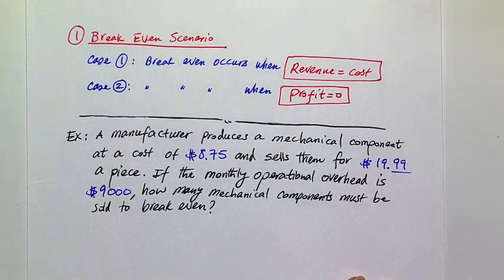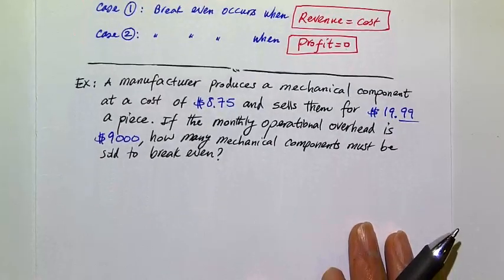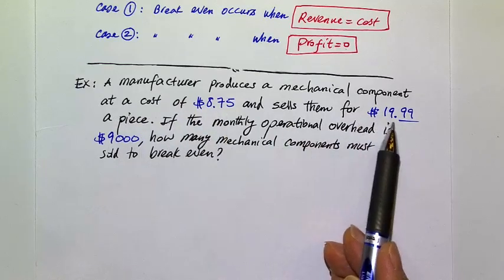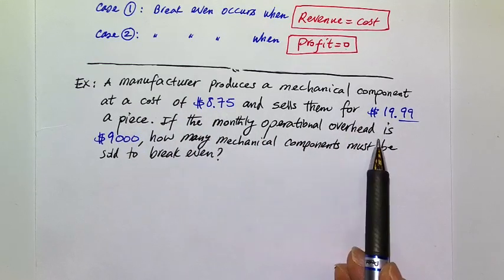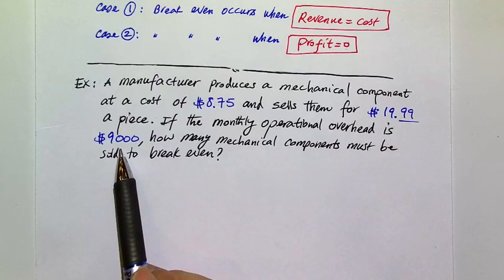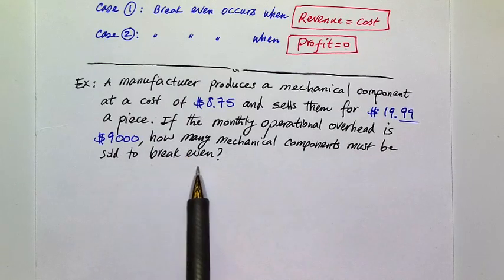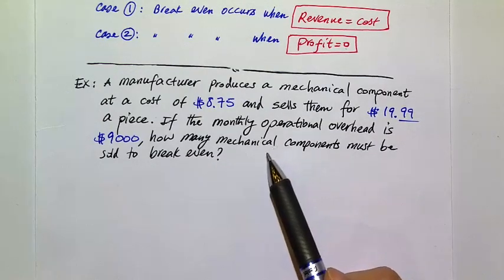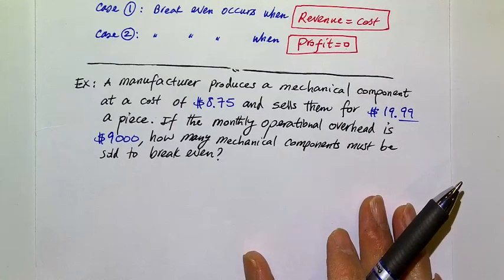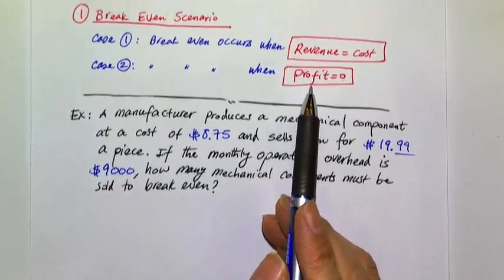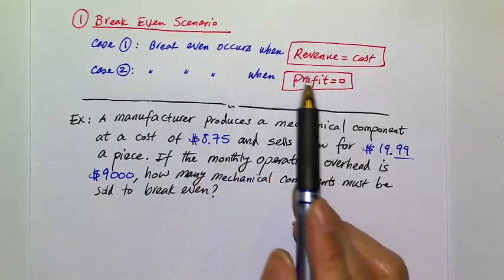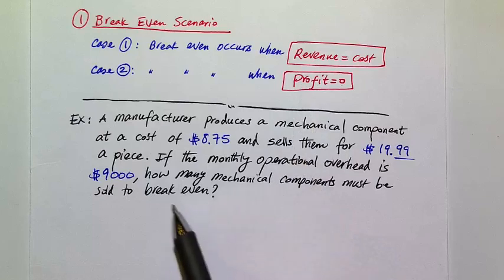In this example, it says a manufacturer produces a mechanical component at this cost and sells them for this price. If the monthly operational overhead is $9,000, how many mechanical components must be sold to break even? In this case, as you can see, there is no mention of the profit function, so that case is out of the question. We're using case one, where we have the revenue and cost functions to help us solve for the break-even case.